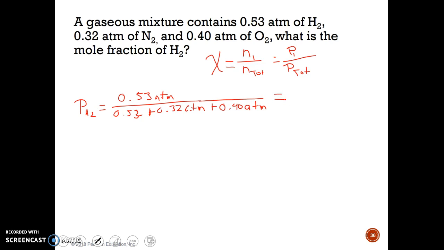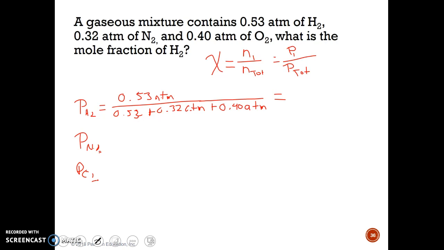And I'm not going to give this to you. I would like you to work it out on your own, following through, and go ahead and calculate the partial pressure for nitrogen and oxygen. Okay, there's something wrong with my pen.